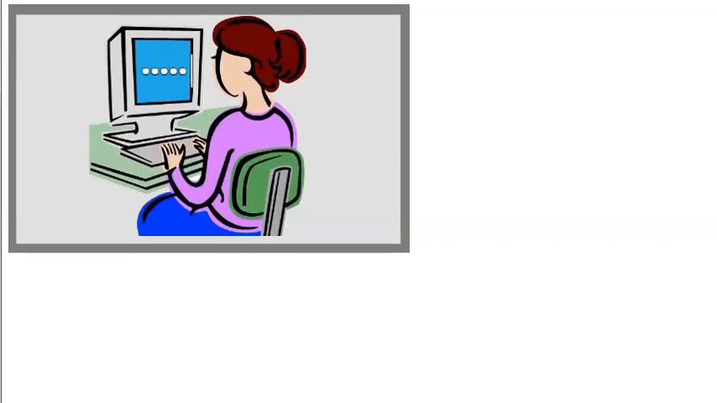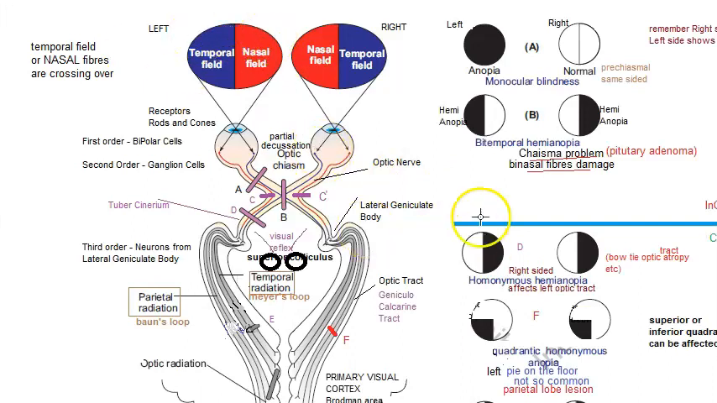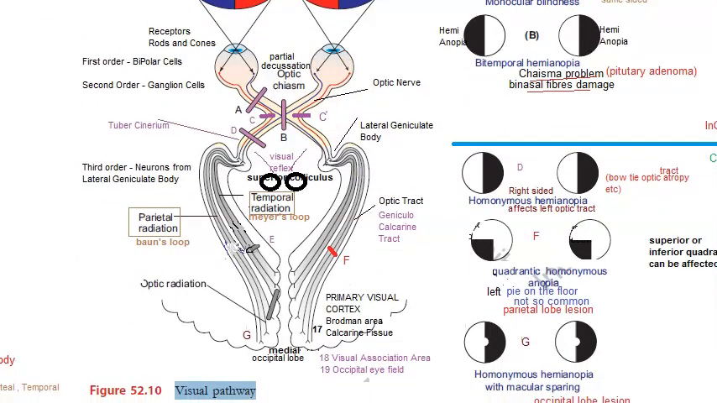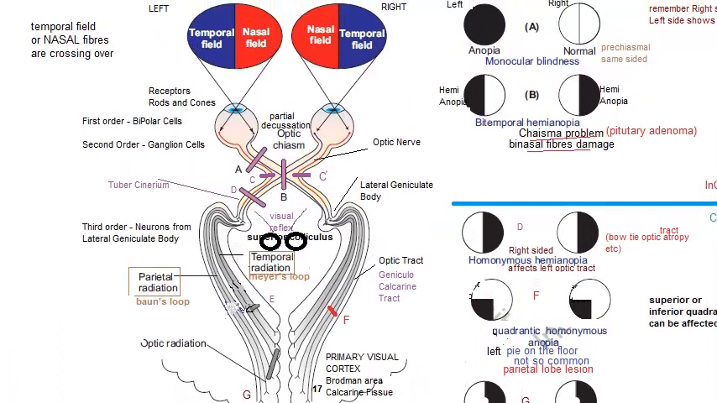Are you ready? So now look at this diagram. Same visual pathway only. Let us revise this diagram. What is there here? Optic disc, correct? Here you have the optic disc. Then you have the optic nerve. Then you have the optic chiasma, where there is crossing over. Then here you have the optic tract.